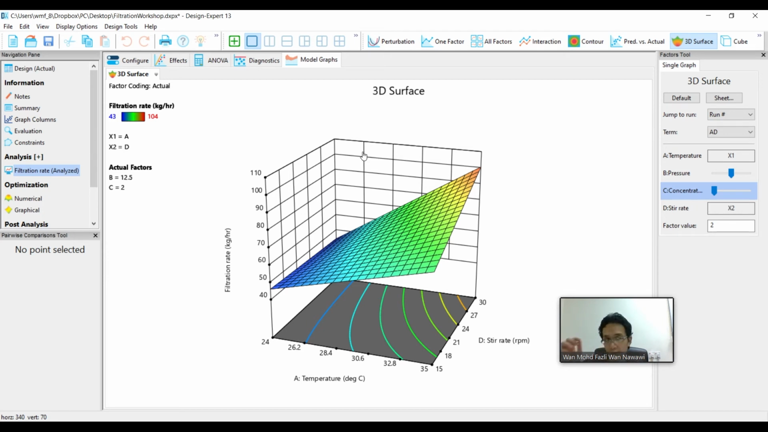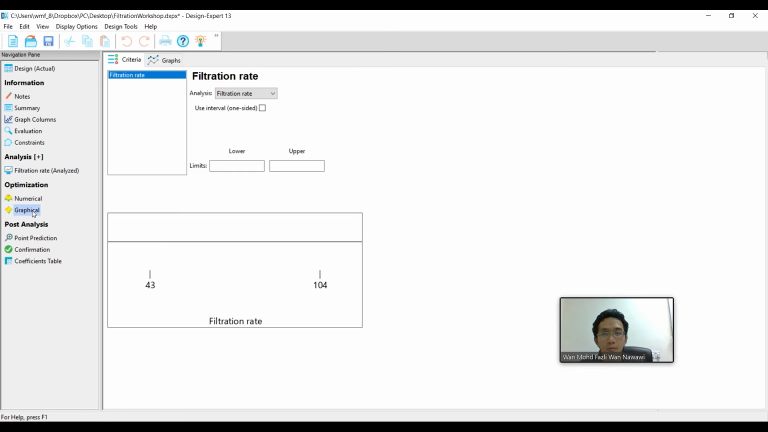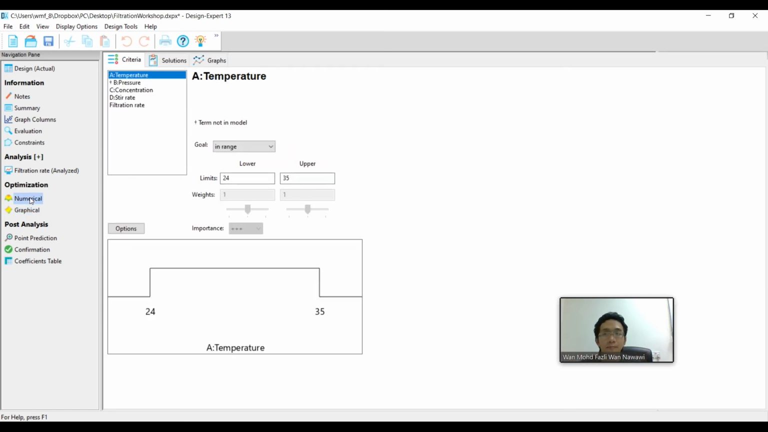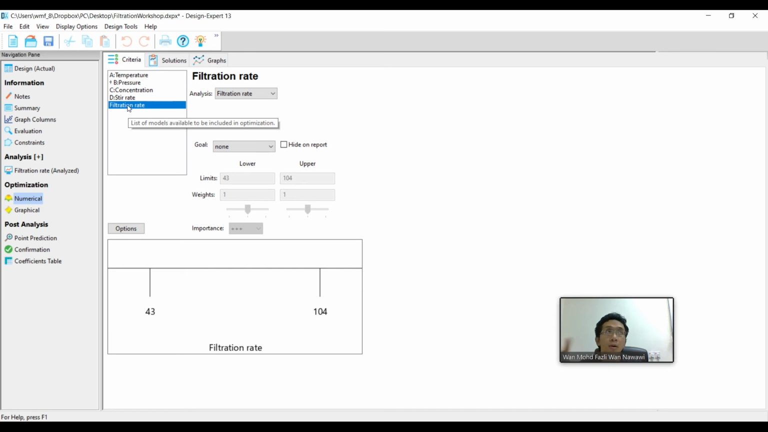If you look on the left side here, you can see the optimization part. There are 2 parts, numerical and graphical. I think I prefer the numerical part because it's much easier. What does optimization mean? It means the software will give you the solution for prediction. So if you click numerical here, they will ask you what you want. We want our filtration rate, and we want it high. That's our aim. So under this optimization factor, just go to filtration rate.